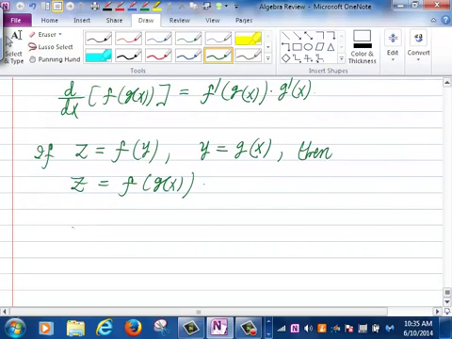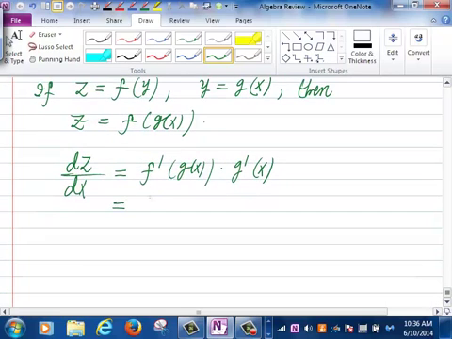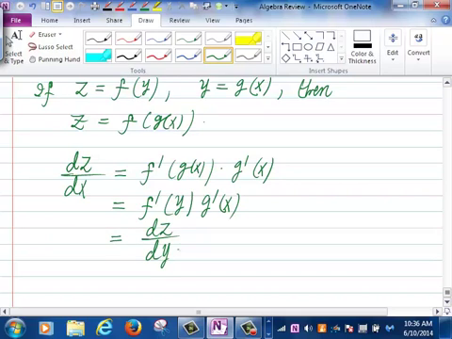And then I can say that the derivative of z with respect to x would be, by the chain rule, f prime of g of x, right? Times g prime of x, right? dz dx means it's the derivative of z with respect to x. What is z in terms of x? F of g of x, right? And notice that this means I have f prime of y times g prime of x, right? But what is f prime of y? Can I say this is dz dy? That's another symbol for the derivative of f with respect to y. And then what is g prime of x? I can say this is dy dx, right?